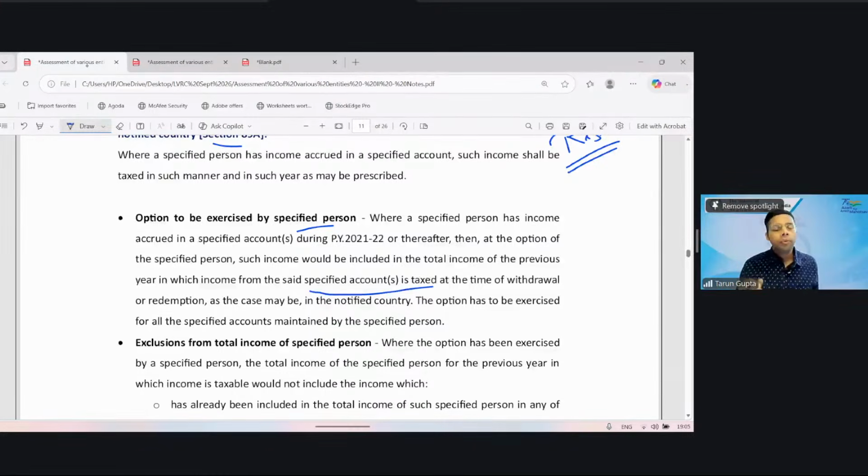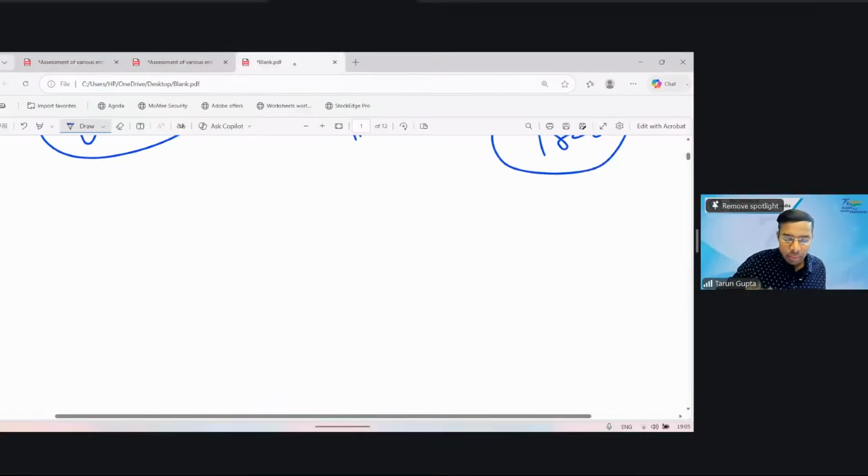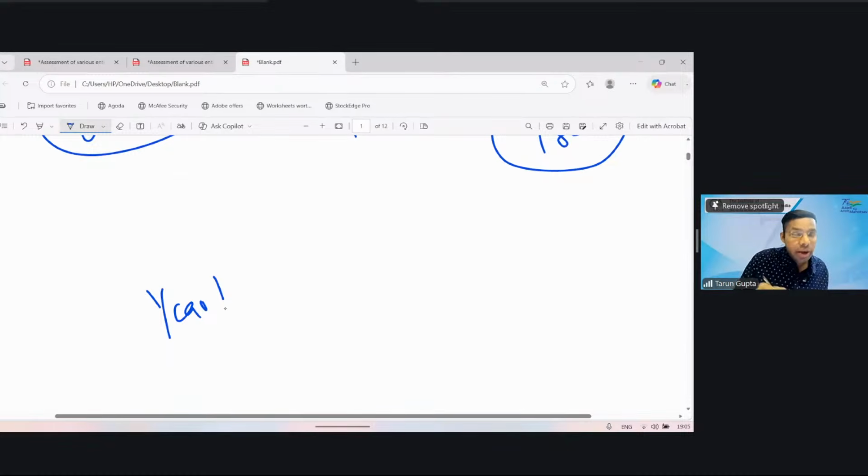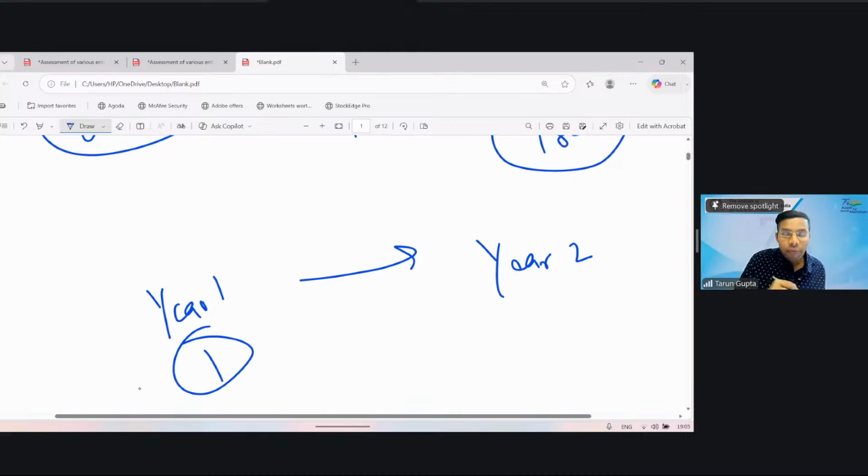Because what happens is that if you tax this income on accrual basis in India, then there will not be any foreign tax credit. So you will tax this income in year one in India, while if the amount is withdrawn in year two, you pay tax in the UK. So you have paid tax in both on the same income twice. So there is double taxation, but you are not eligible for FTC because of the difference in the year. One country is taxing it in year one, and another country is taxing it in year two.